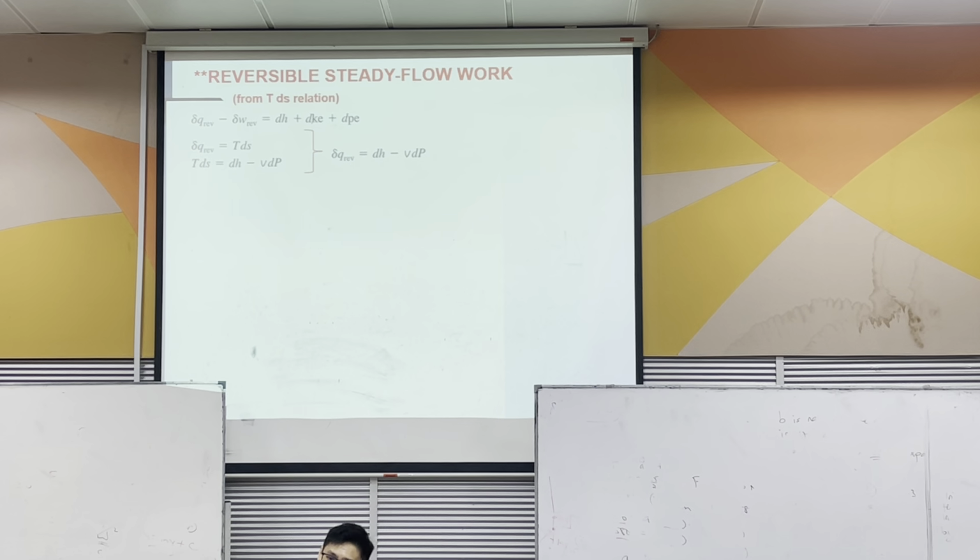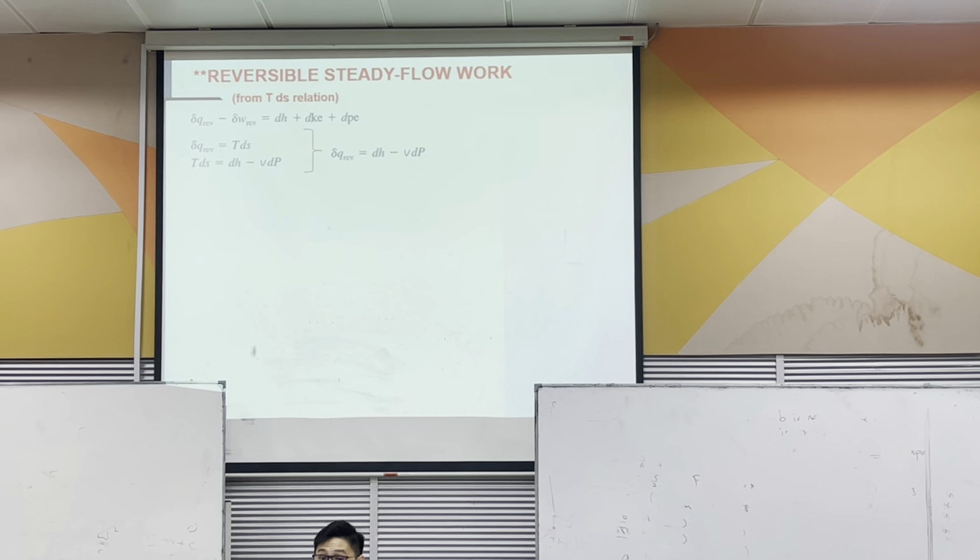Okay, so in this case, based on the TdS relation that we derived earlier for entropy, we put the change in Q as TdS. And then TdS is equal to delta H minus V dP. So this was derived in earlier slides. You can check them back. So here we say that the change in Q is actually dH minus V dP.